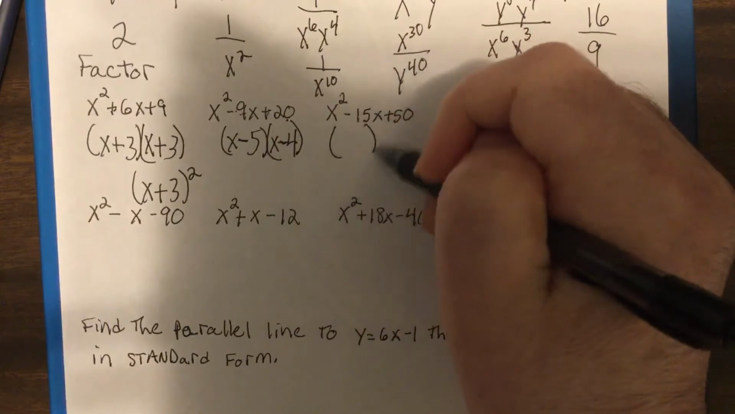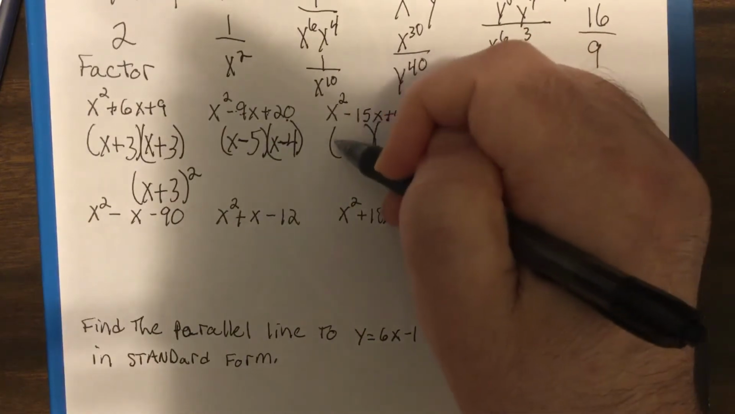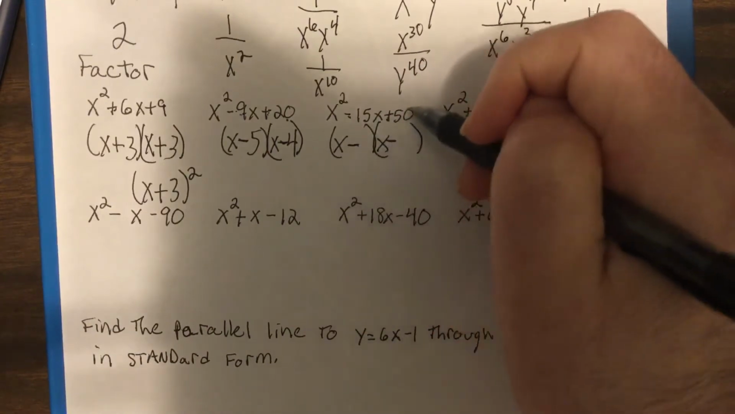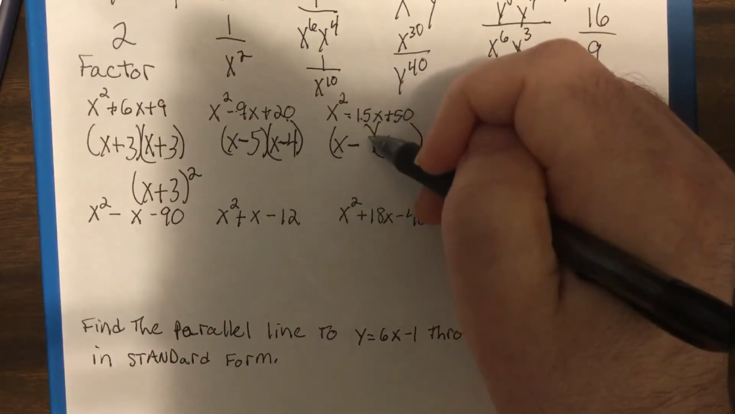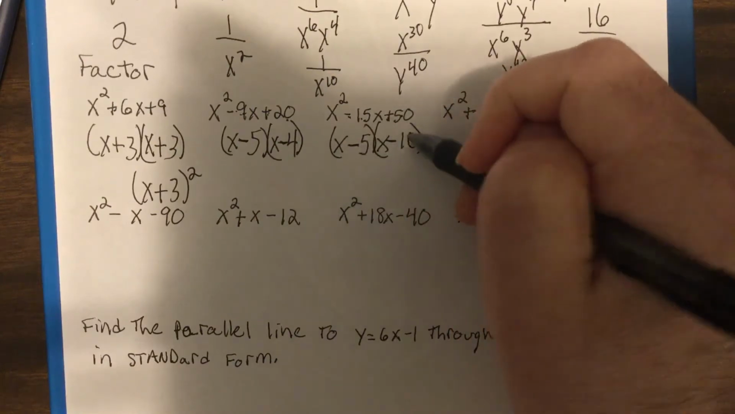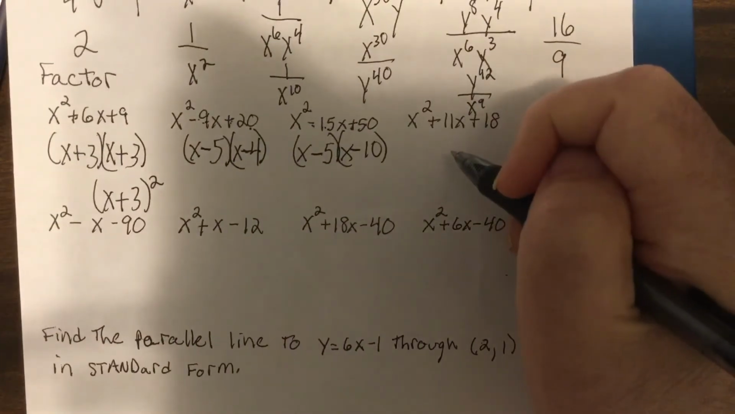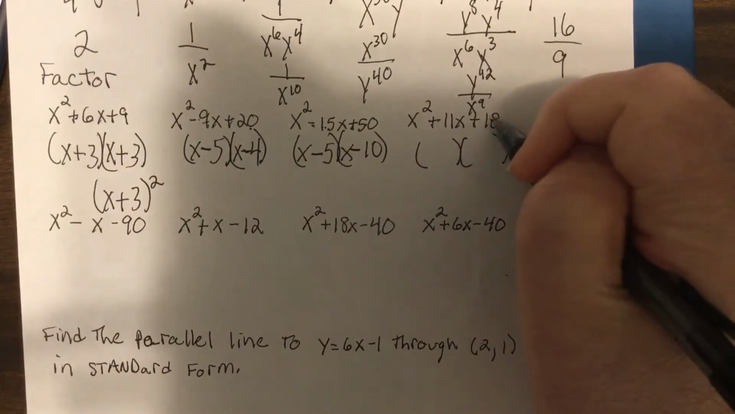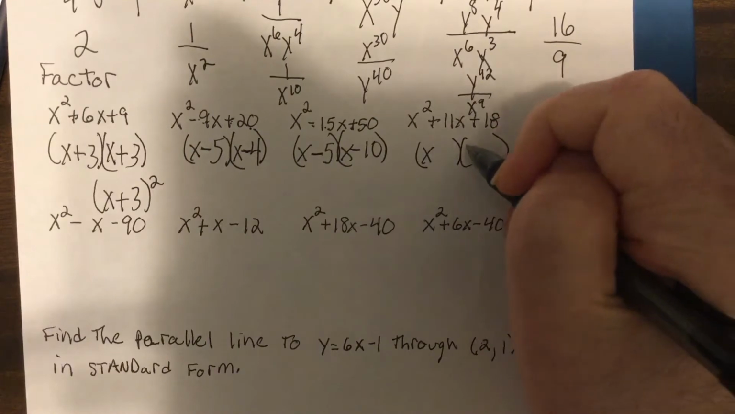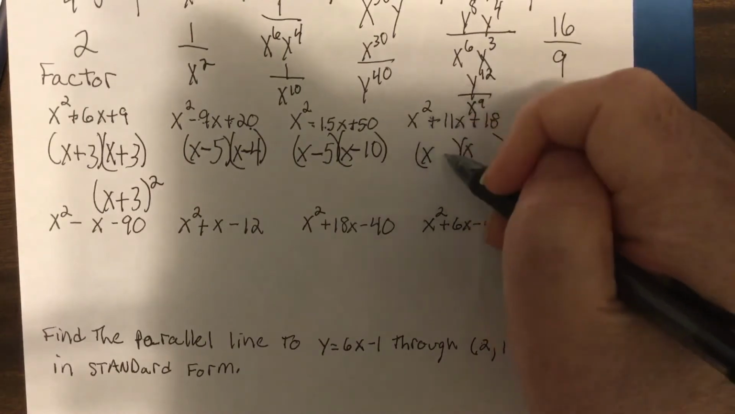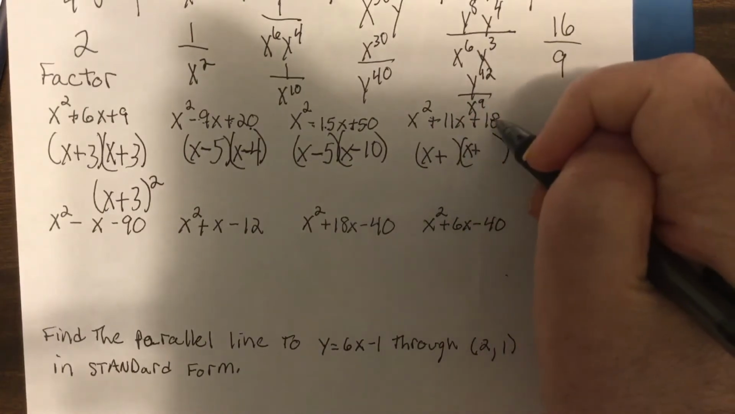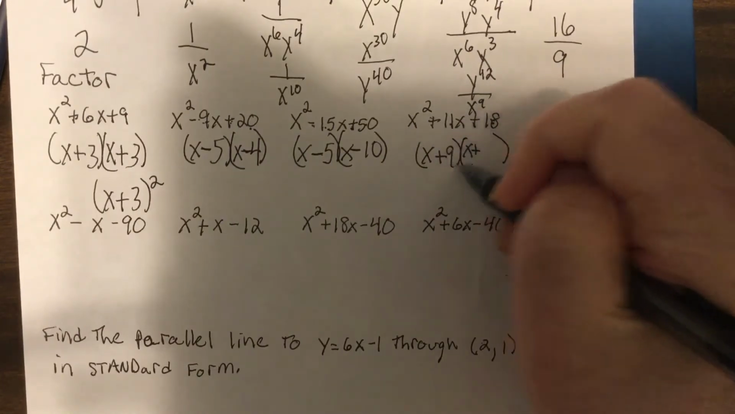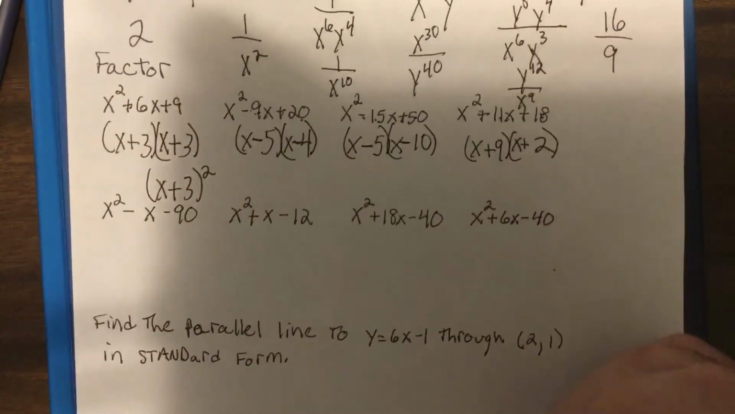This one, again, last term's plus, so both signs are the same as the middle, so it'd be minus minus. And what do you multiply to get 50 but you add to get 15, so it's 5 and 10. So, okay, last term's plus, so you're adding the factors to get that. And both signs are the same as the middle sign, which is plus plus. And what do you multiply to get 18 but when you add, you get 11? And that would be 9 and 2.